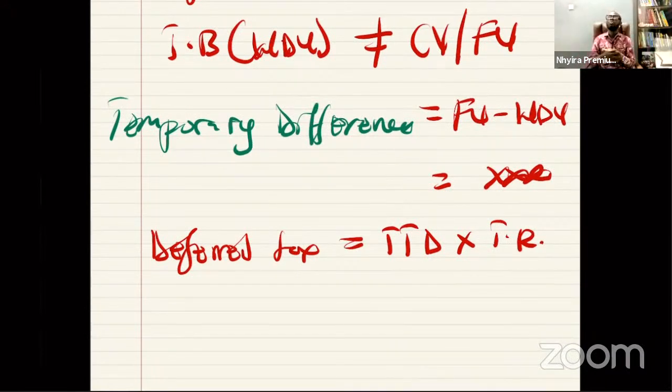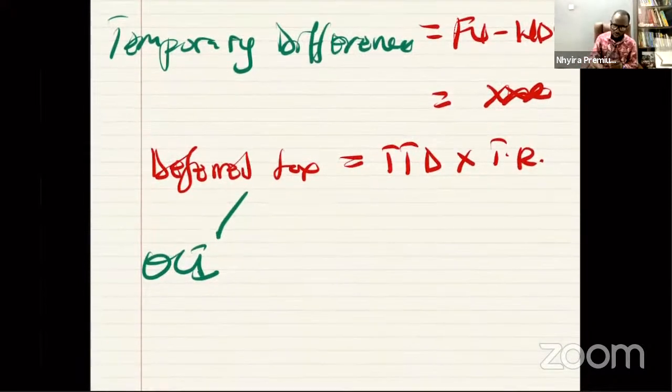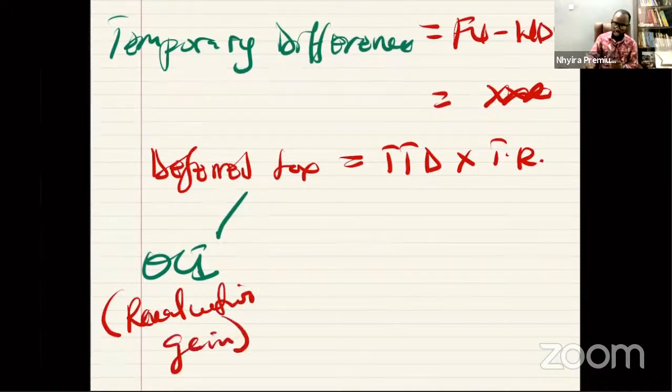But there is a way it has to be split. Sometimes not all the deferred tax will go to OCI, but the one that goes to the OCI is in respect to the revaluation gain, and then any excess will be taken to the P&L.